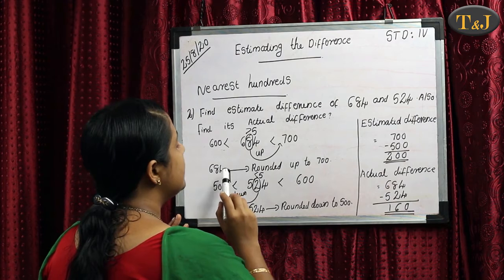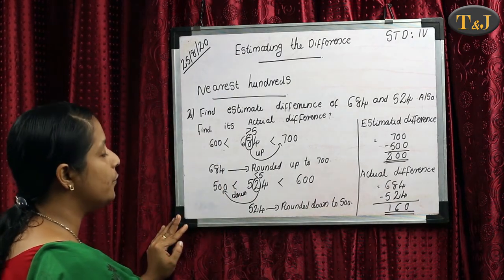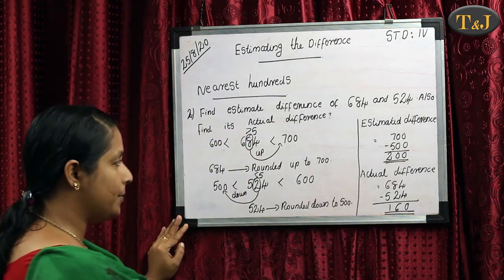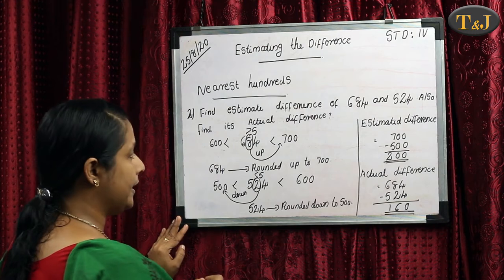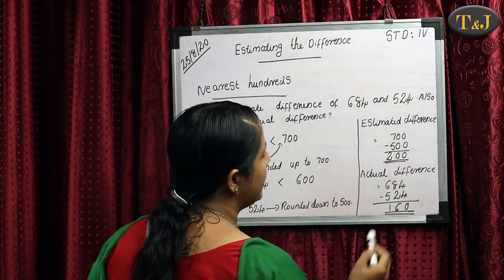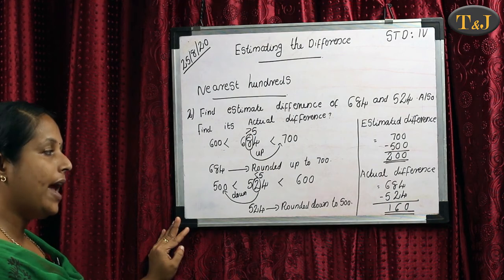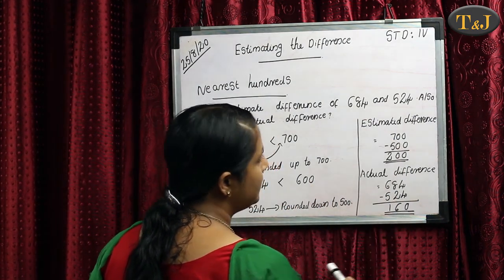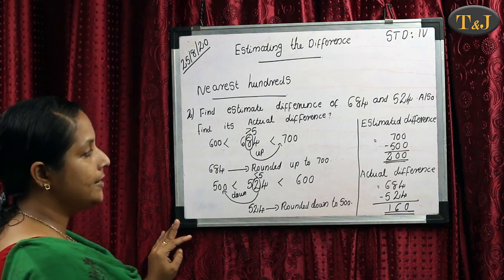Now we get 684 as 700 and 524 as 500. Next we want to find out the estimated difference. Estimated difference means 700 minus 500, the rounded numbers. So 700 minus 500 equals 200. Then next we want to find out the actual difference. That means our question numbers, 684 minus 524. So we get the answer as 160.